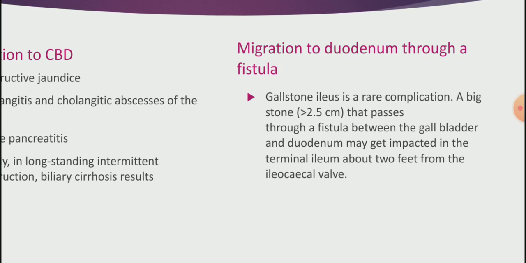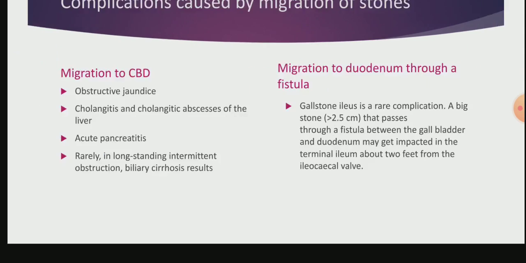Gallstone ileus is a rare complication. A big stone, more than 2.5 centimeters, that passes through the fistula between the gallbladder and duodenum may get impacted in the terminal ileum, about 2 feet from the ileocecal valve, and we call it gallstone ileus.